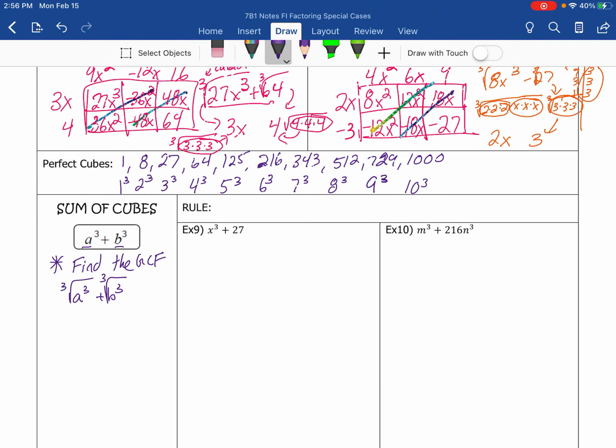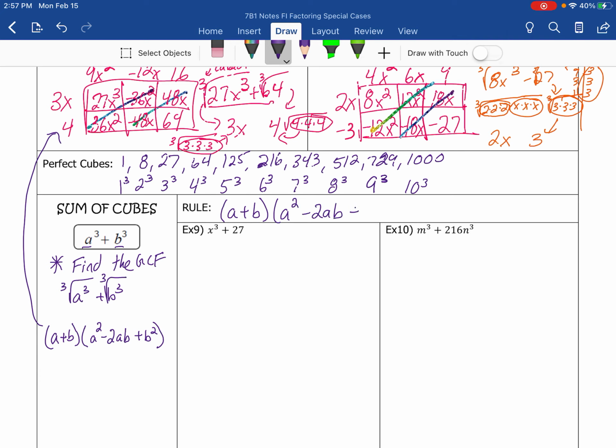So you have a cubed plus b cubed. You find the cubed root of each part, okay? And they come out pretty nice. And then you're going to take those values and put them into this formula. So it's going to be a plus b, whatever your a value is, plus whatever your b value is when you take the cube root, times your a value squared minus your a value times your b value plus your b value squared. And actually you can see that in the work up here, okay?